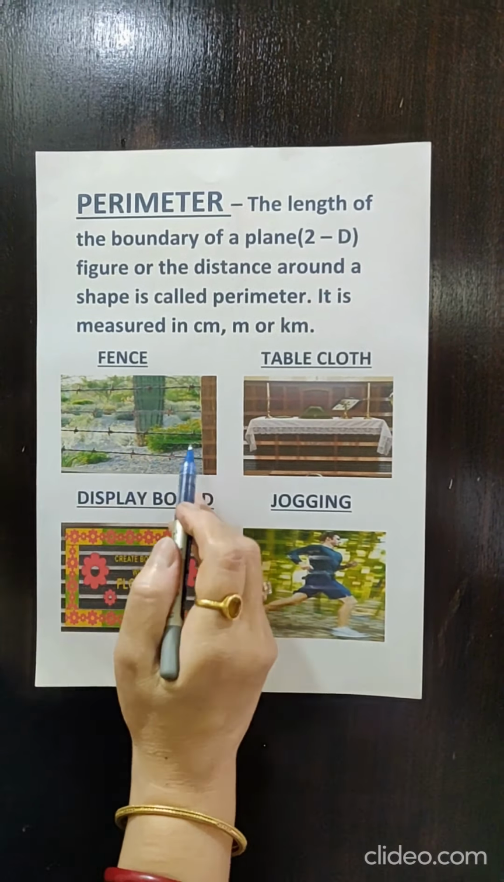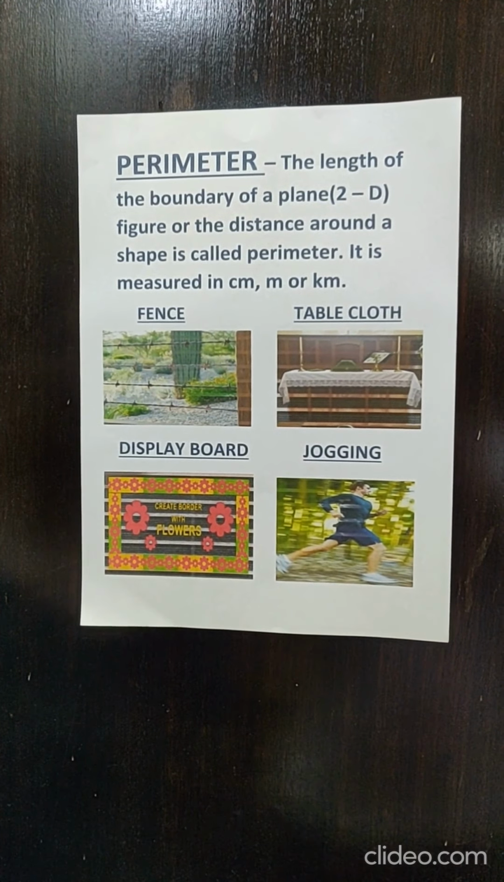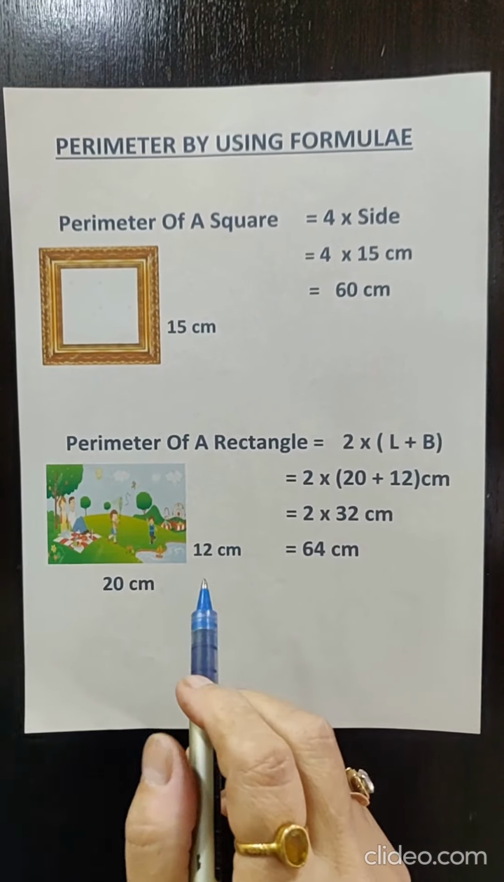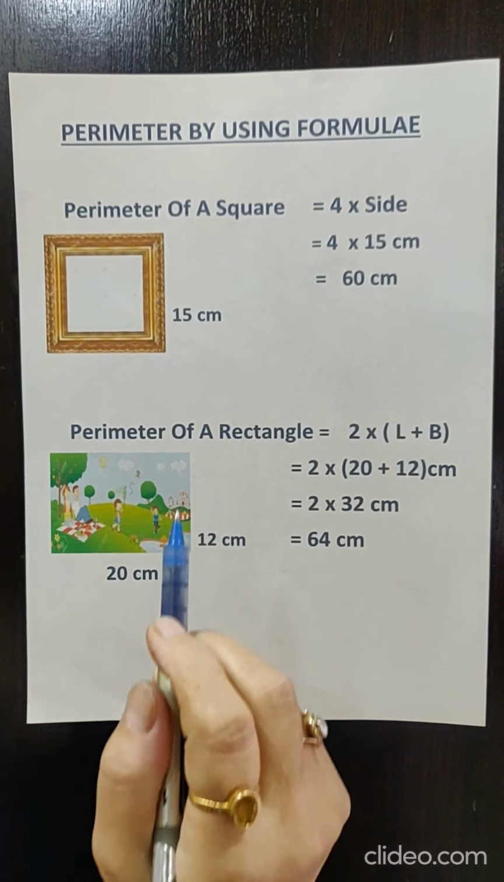So what is perimeter? The length of the boundary of a plane or 2D shape or figure is called its perimeter. 2D means 2 dimensions, which has length and breadth. It is measured in centimeter, meter or kilometer. To calculate perimeter, we use some formulas.